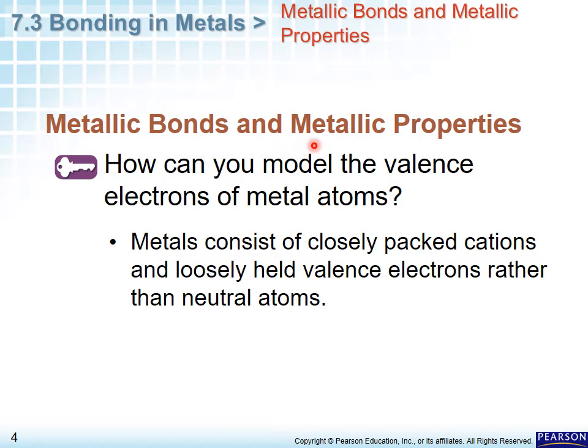Metallic bonding and metal properties. How can you model the valence electrons of metal atoms? Start with this: metal consists of closely packed cations and loosely held valence electrons rather than neutral atoms. So what is metal? The cations are closely packed, but they have loosely held valence electrons in the outermost shell, free electrons. That's why they can conduct electricity, rather than neutral atoms. So this valence electron is mainly responsible for conduction.